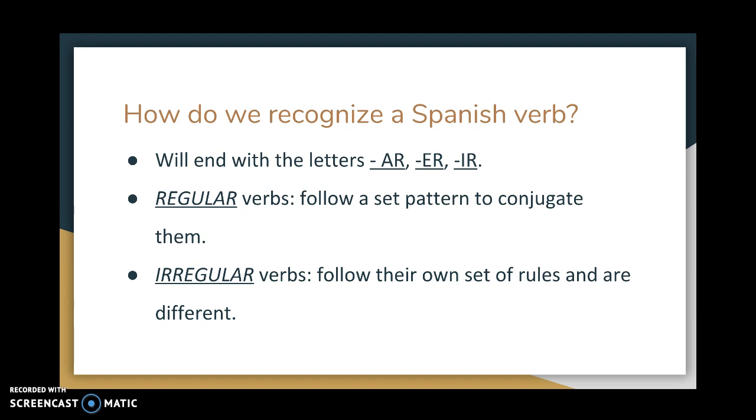You'll learn one pattern to conjugate AR verbs that are regular, one pattern for regular ER verbs and one pattern for regular IR verbs in the present tense, and we'll get into this shortly in our review.